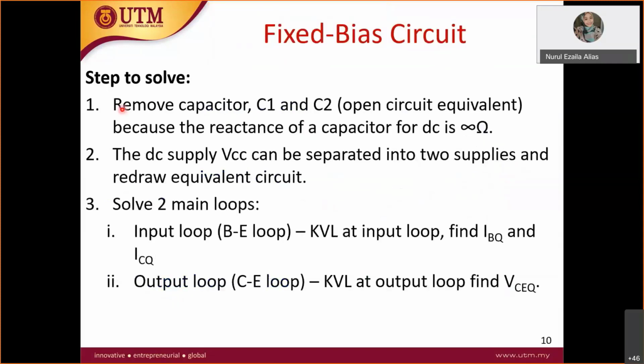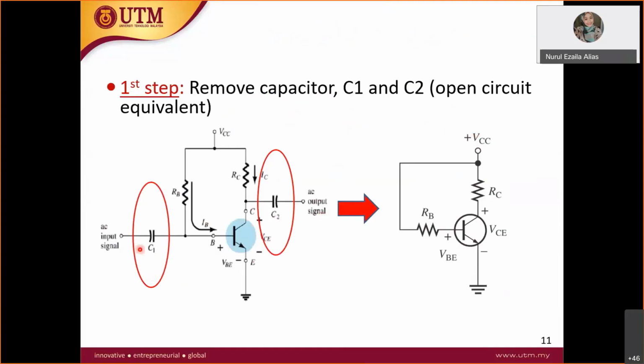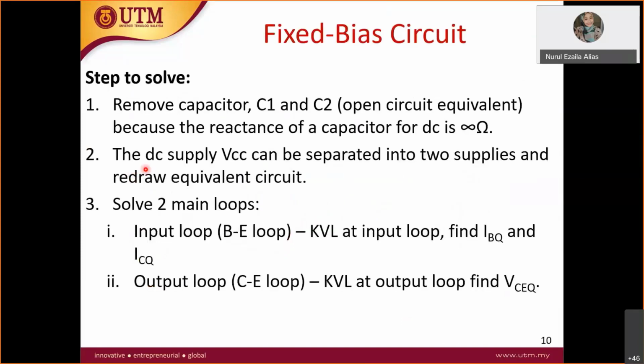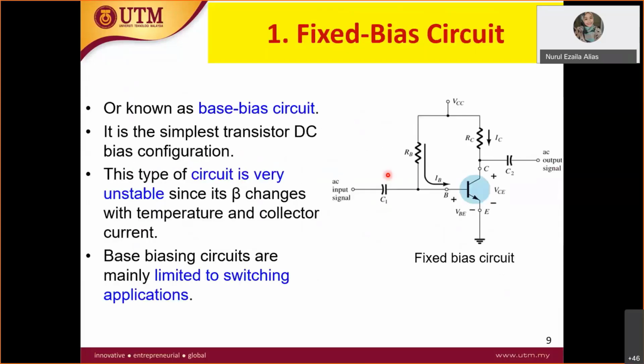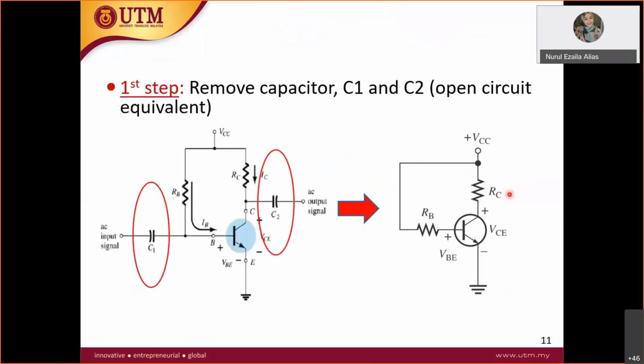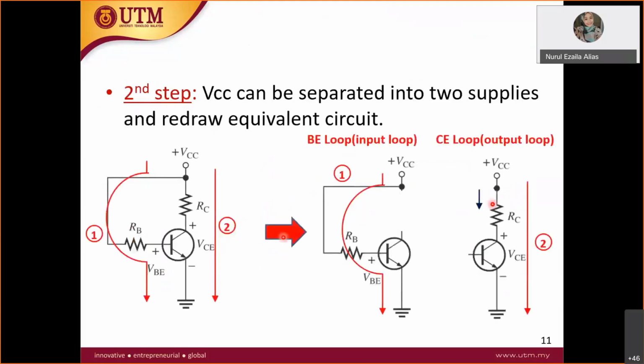So here are the steps to solve. It looks long, but I'll show you step by step. First, remove the capacitors C1 and C2, and they will be open circuit. So the circuit will be simplified like this. The second step is that the DC voltage supply can be separated into two, at the input here and at the output. That doesn't matter, I'll show you step by step.